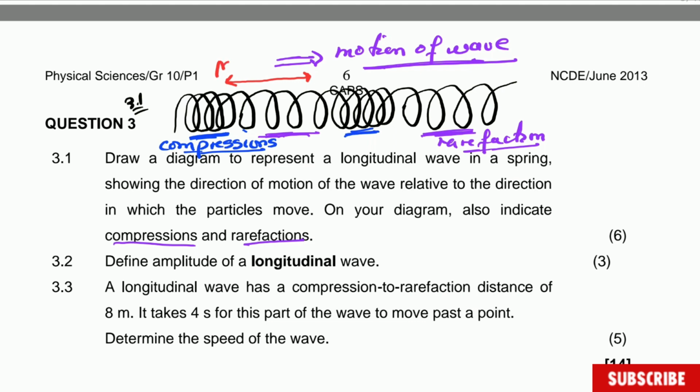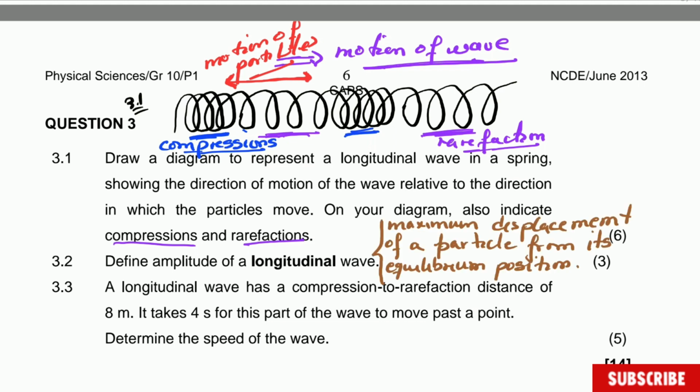This one is motion. Let's write it like this. Let me just clean that one. Motion of particles. So this double arrow here indicates the motion of the particle. They're going to move parallel, but they're going to move front and back. Okay, so that's all.